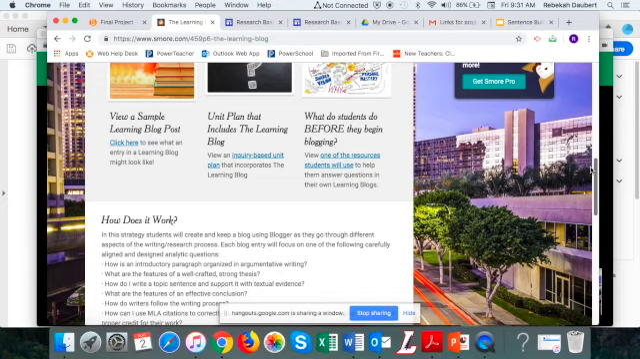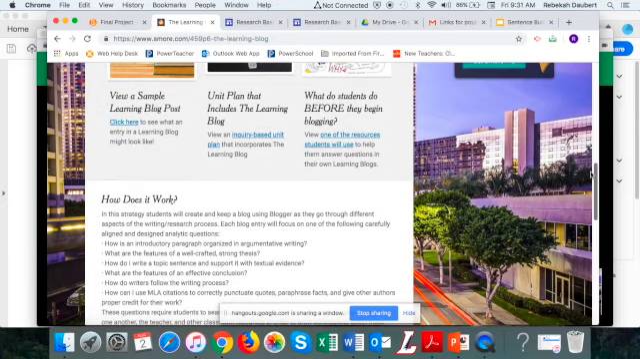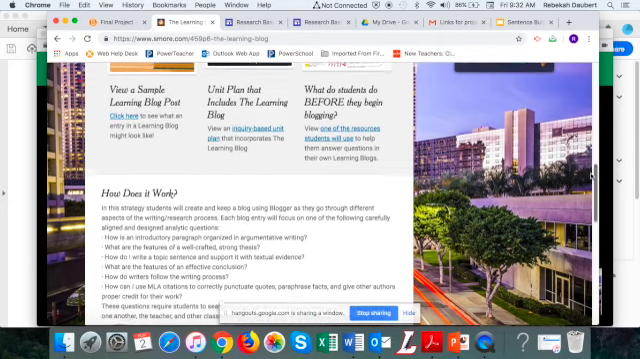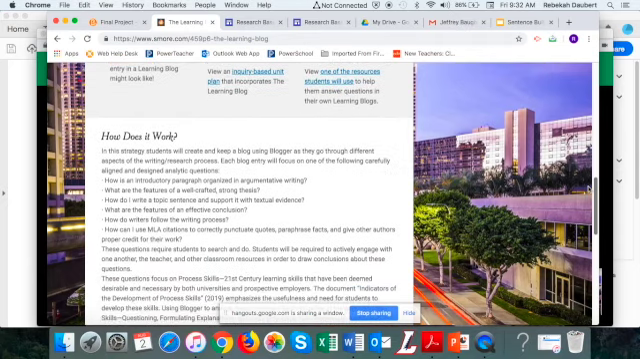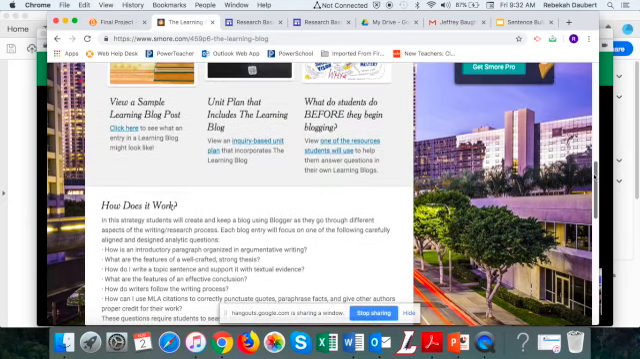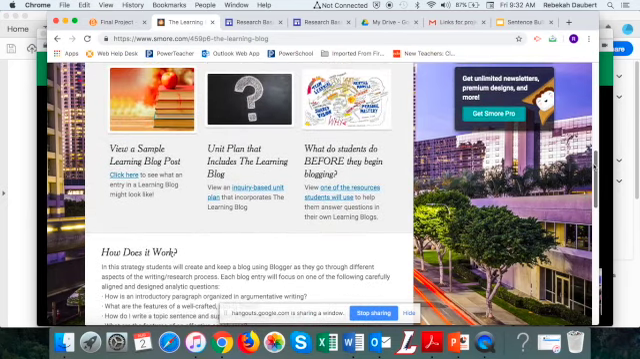and there are a series of questions that they would have to make a blog post about based on what we learned that day. So here I'm looking at the different questions. How is an introductory paragraph organized in argumentative writing? That would be one blog post that the students would make, and so on. They're all questions that really require the kids to reflect on the research and writing process.